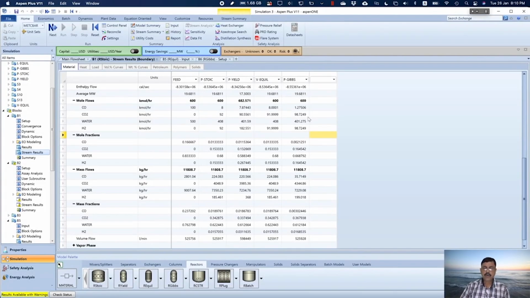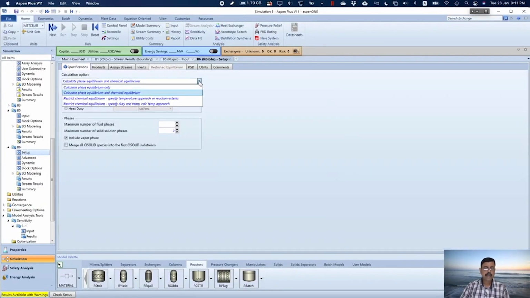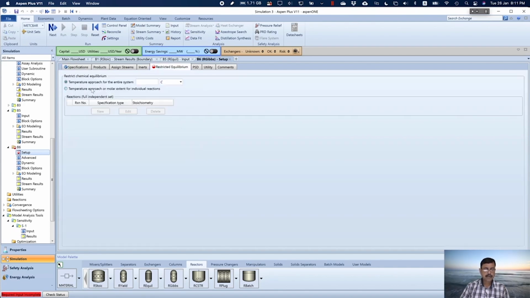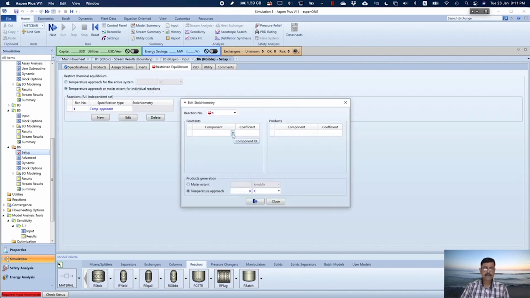Now, if we want to limit it up to 92%, then what is the Gibbs free energy up to that point? That also we can calculate from here. For that, we have to choose specify temperature approach or reaction extent. And then we have to choose restrict equilibrium. And again, the temperature approach or molar extent for individual reaction. So press new, press CO, water, CO2, hydrogen, write -1, -1, 1 and 1. And here you can write 92 kilomole per hour.